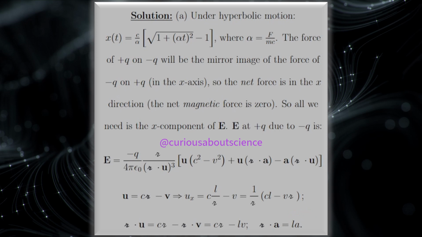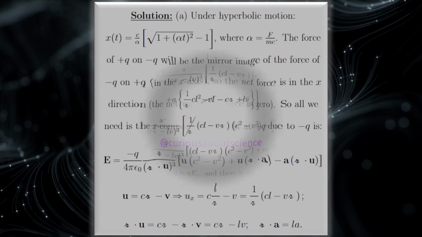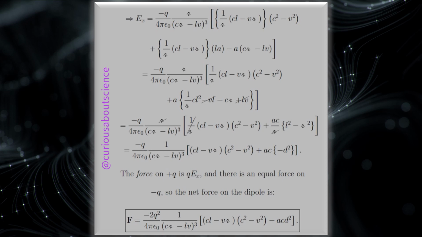So let's tidy up this electric field. All right, so we see that Ex, once we plug everything into this formula, we have negative q over 4 pi epsilon naught, script r over (c script r minus Lv) cubed. Then we have, of course, the u that we have for the x direction, multiplied with c squared minus v squared. Then we have the other products there that we need to account for.